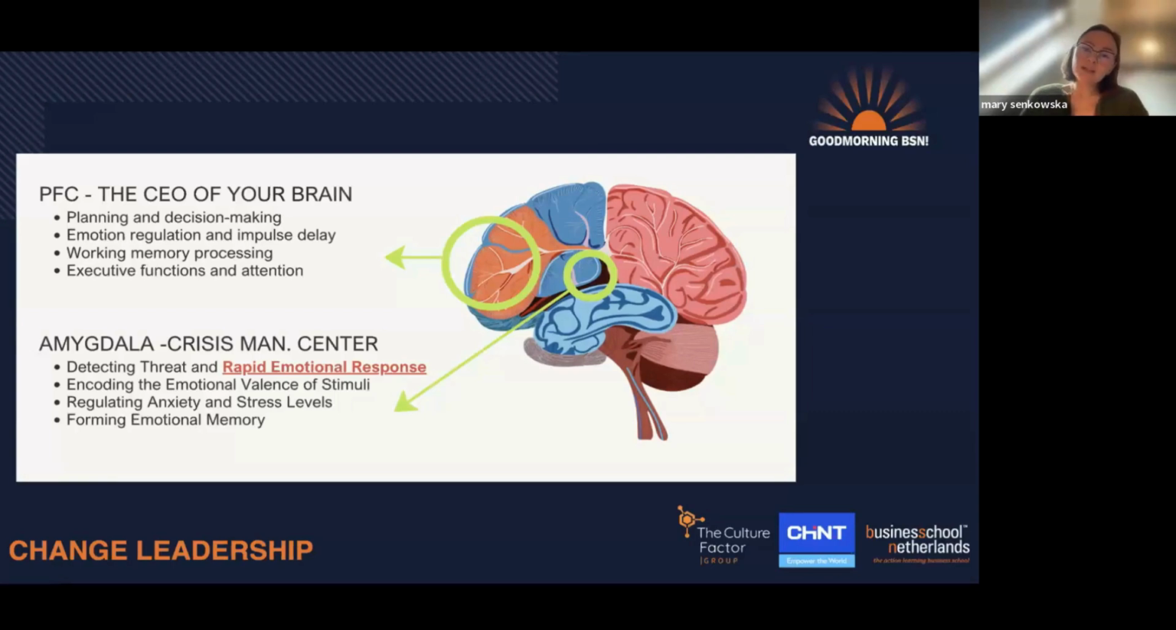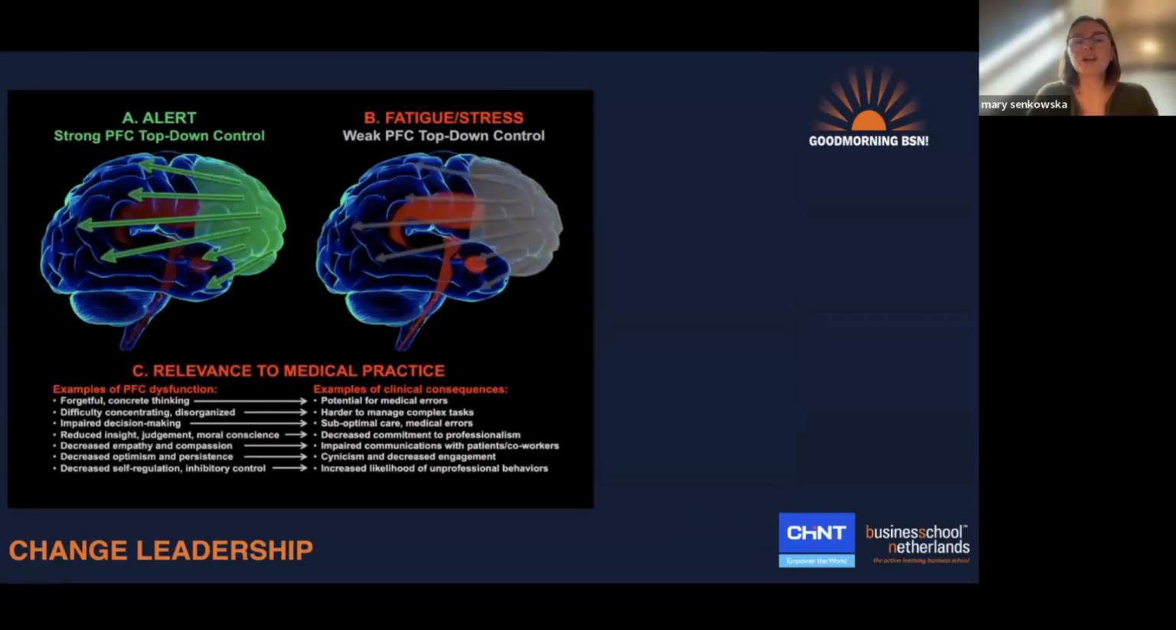Why is this important to differentiate between these 2 areas? You as a leader absolutely have to understand how the 2 work, because they work exclusively. What does that mean? That means that if this is working, the amygdala is not. If amygdala is working, this is not. Does that make sense?